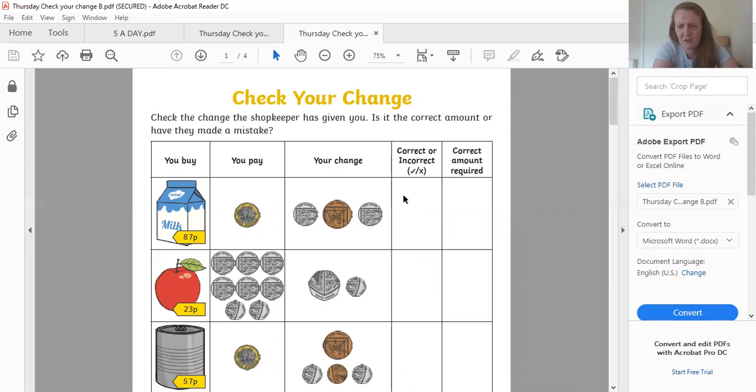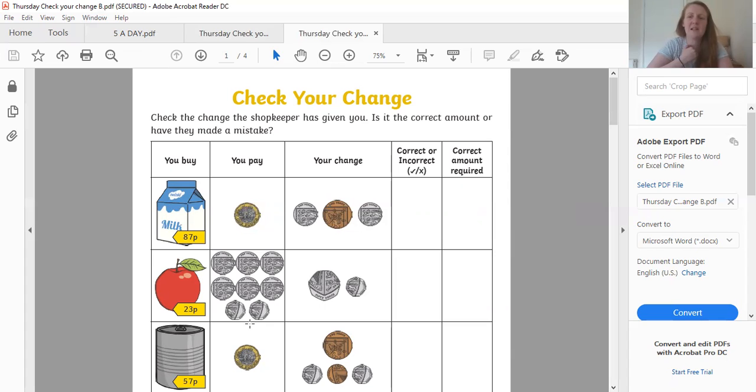Well, I definitely shouldn't have had 22 pence change. I should have 13. So I'm going to put a cross here because it's not correct. And then I'm going to write the amount that I should have had. Now, if you want to do that by doing coin rubbings in there or just writing it out, that's fine as well. So you're checking if the change from what you pay with is right.